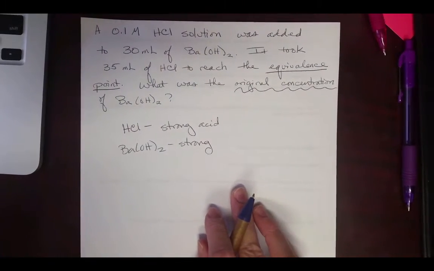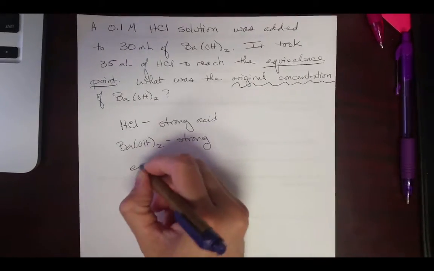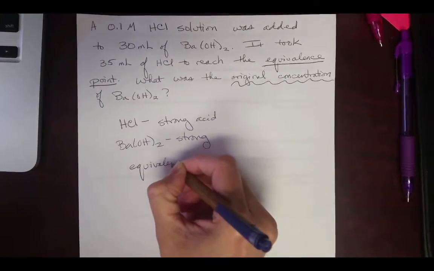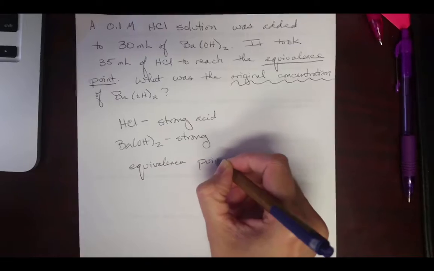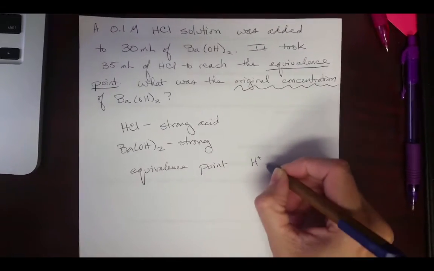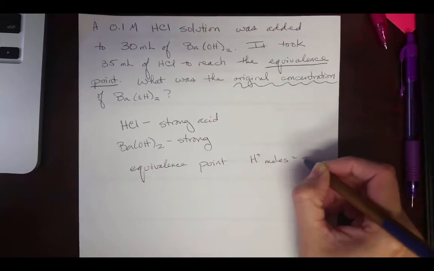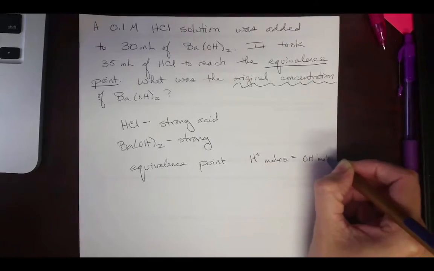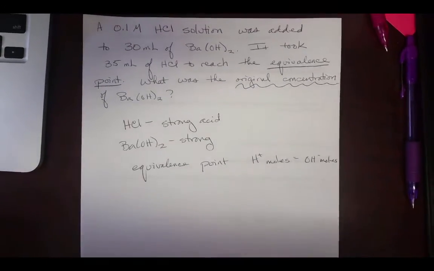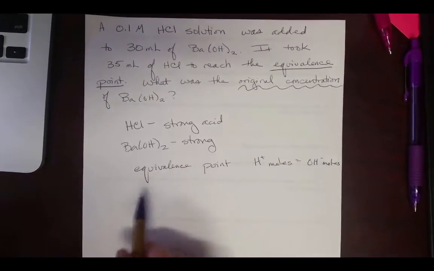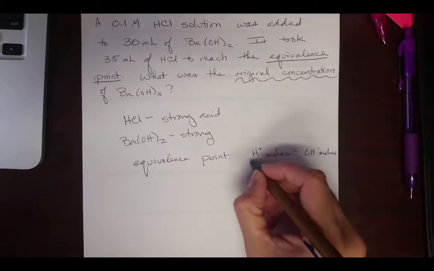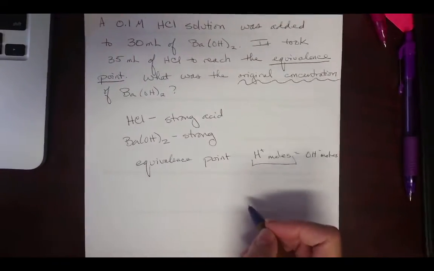Well, if we know the equivalence point, what the equivalence point tells us is that my moles of my H plus has to be equal to my moles of my hydroxide, which is a great place to start. So I can get this number. So let's go ahead and do that.